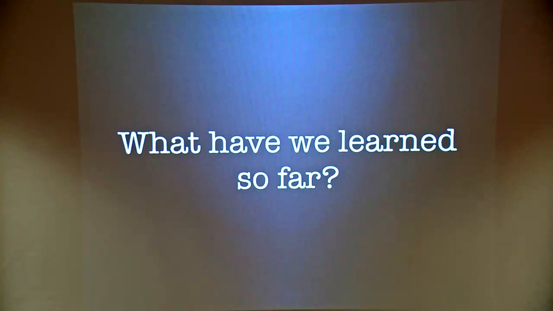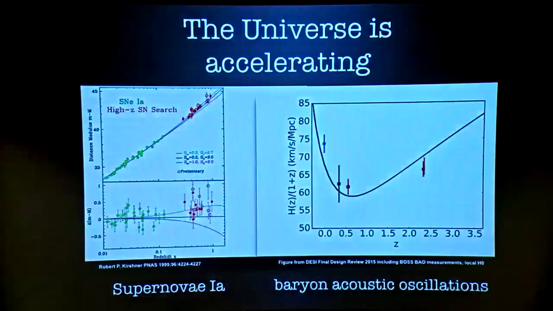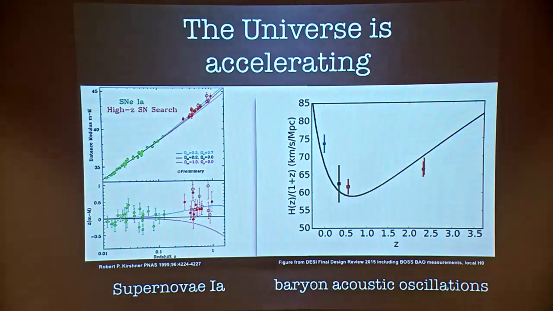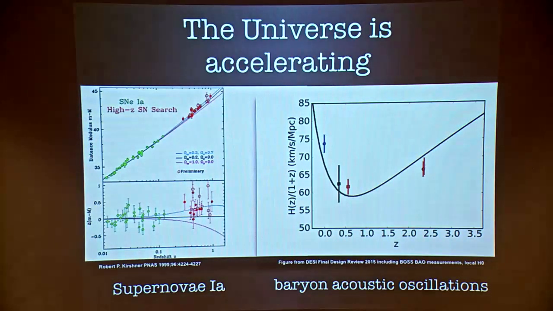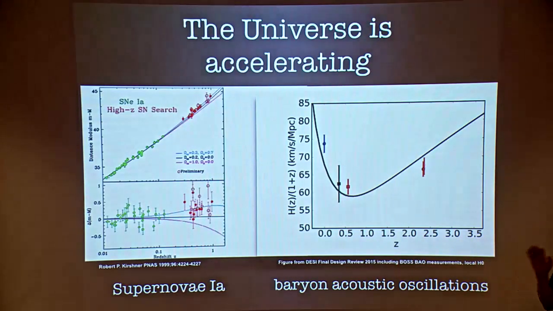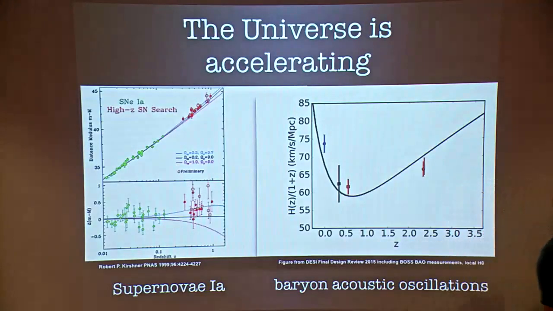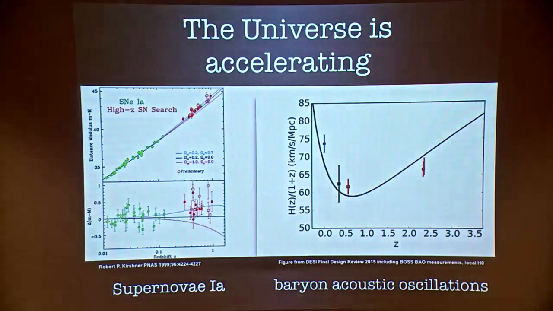Okay, so what have we learned so far? I told you already that the universe is accelerating. Here are just two pieces of evidence that we have for that. These are two totally different kinds of measurements with different kinds of objects, and they're both telling us the same thing. Some of you might have heard of supernovae. This was the original famous discovery in 1997 that actually got the Nobel Prize for discovering the accelerating universe.